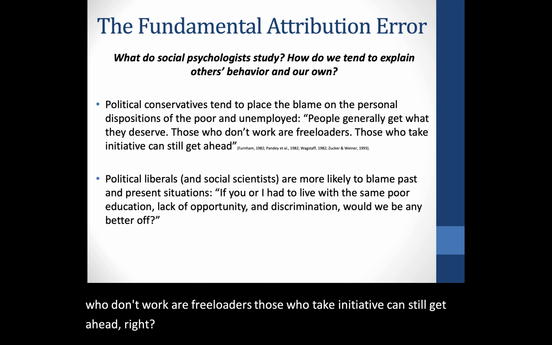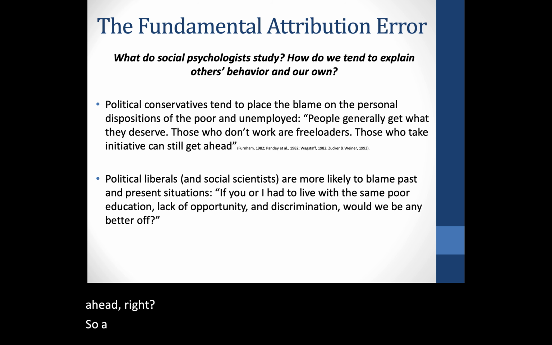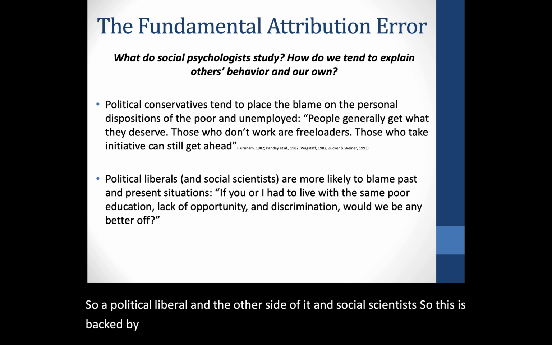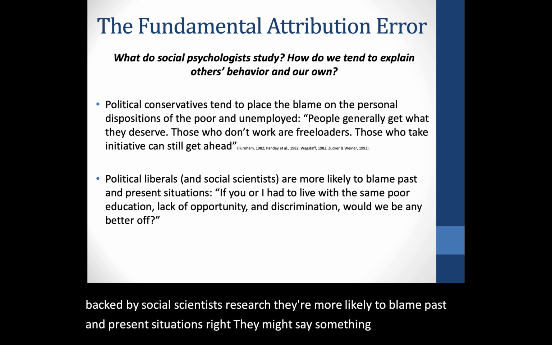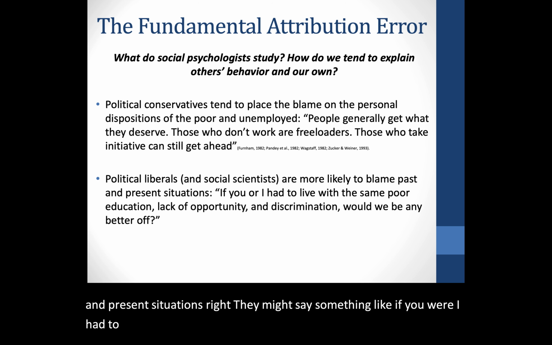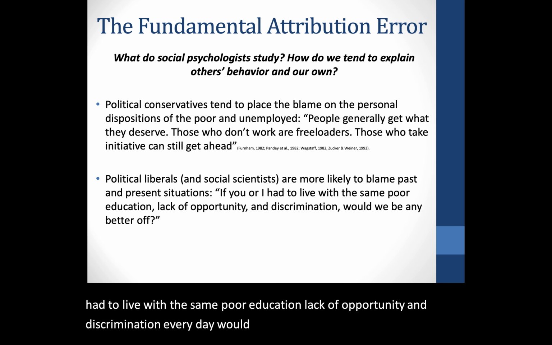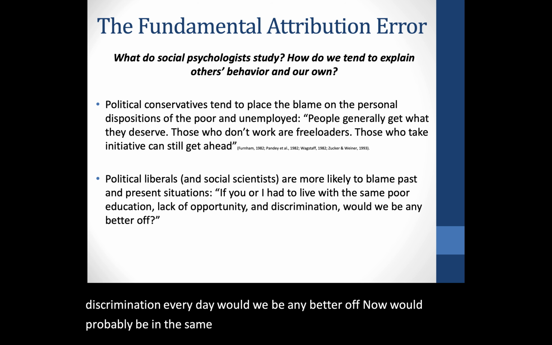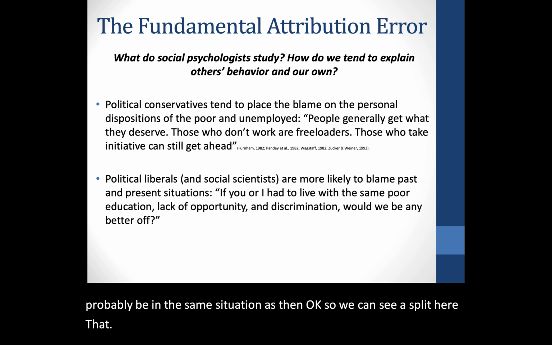So a political liberal, on the other side of it, and this is backed by social scientist research, is more likely to blame past and present situations, right? They might say something like, if you or I had to live with the same poor education, lack of opportunity, and discrimination every day, would we be any better off? No, we'd probably be in the same situation as them. Okay, so we can see a split here in terms of politics, right?